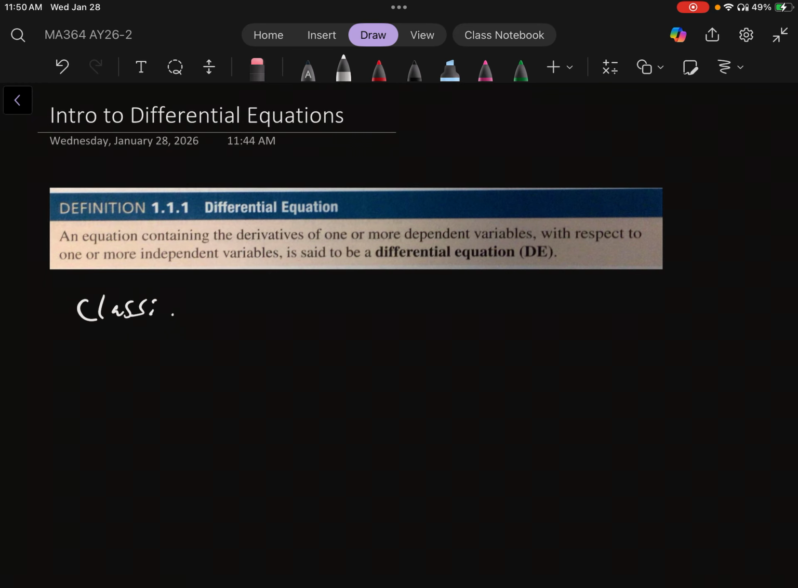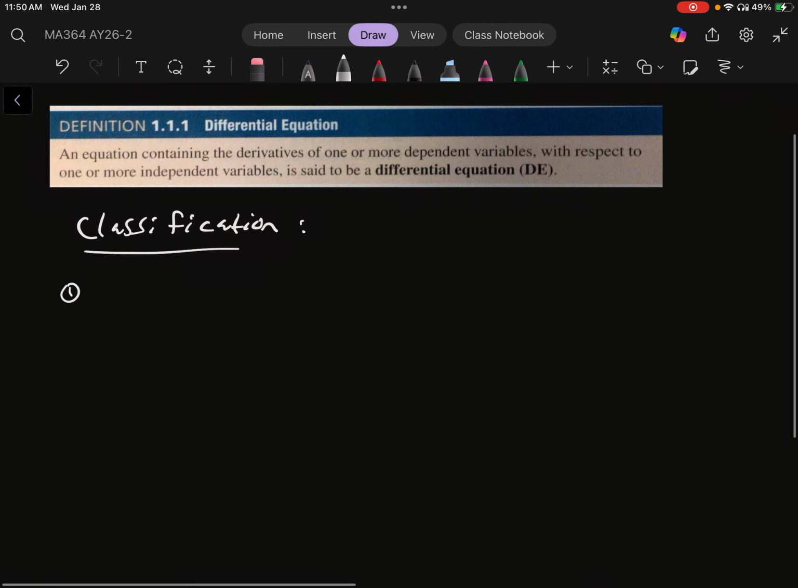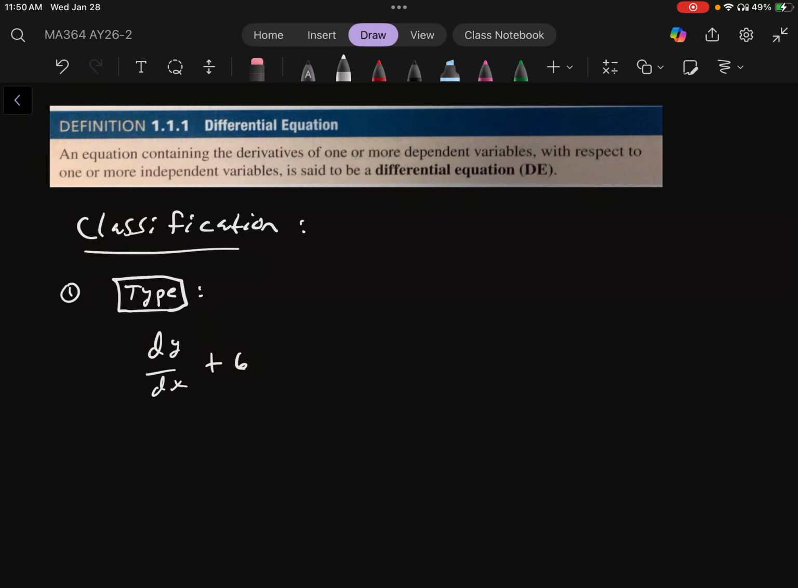What we do with these differential equations is we typically start by classifying them. So we'll classify these in a number of ways. Number one, we'll classify those by type. So I'll box this in here. And so, for example, an example of a differential equation is something like this: dy/dx is the derivative of some function plus 6y equal to e to the minus x.